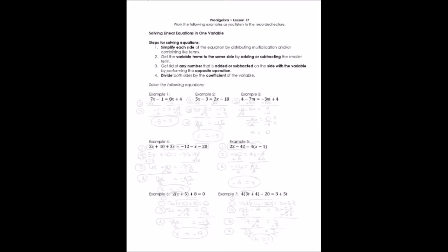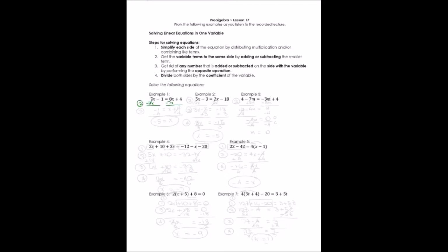So let's look at example number 1. Where are we in this problem? Do we need to simplify on each side? Well, no, we don't have like terms. They're unlike terms on each side, so we can skip step 1. But we do need to get the variable terms to the same side, and I'm going to work with the side that has the smaller variable. In other words, 7x is smaller than 8x. I'll take it and subtract 7x from both sides, and that, by the way, is step number 2.